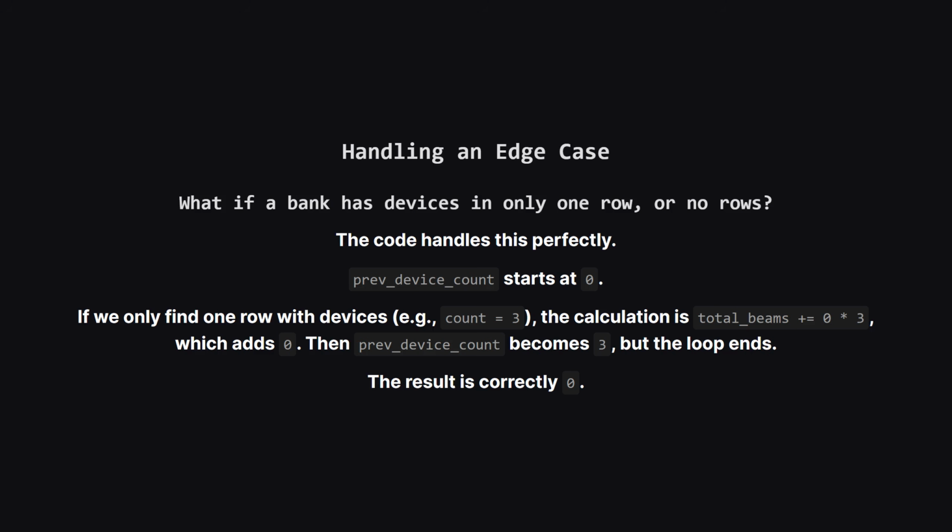So what happens in some edge cases? Let's say there are no devices at all, or devices are only on a single row. Well, our previous device count starts at 0. If we never find a second row with devices, the multiplication will always be with 0. So the total number of beams will correctly remain 0. The logic holds up perfectly.